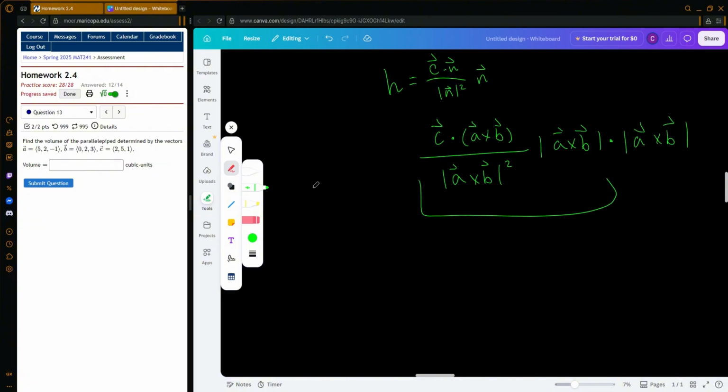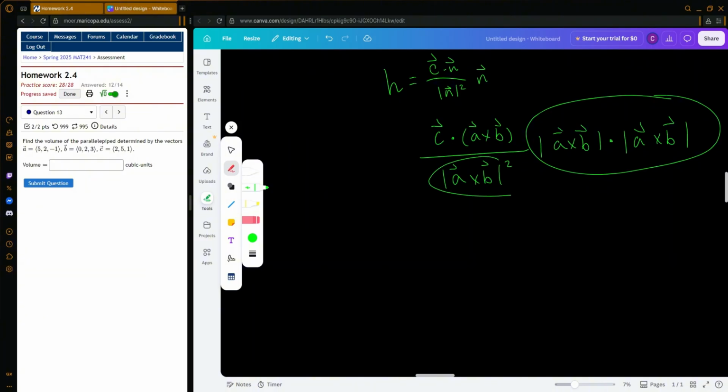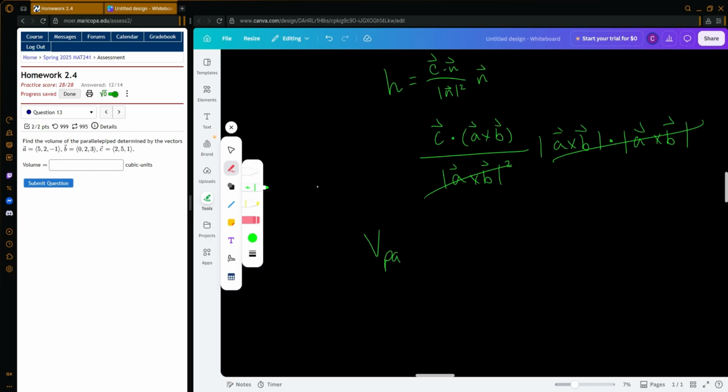So again, this is our height, and this is the base, the area of that parallelogram at the bottom. And you'll see that when you multiply, we have two of these magnitudes of the cross product on top and two of them on the bottom, so they're going to cancel each other. And we get the formula for the volume of the parallelepiped.